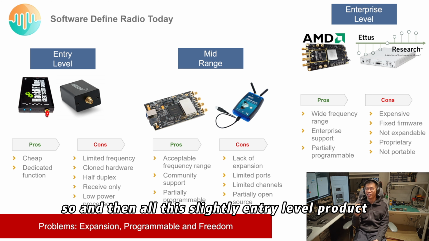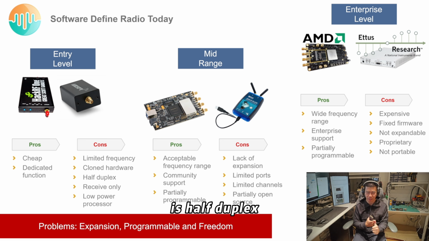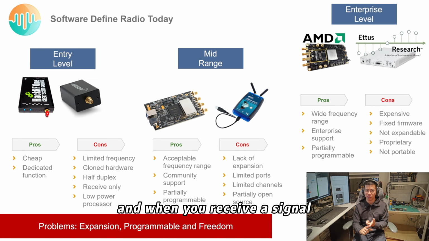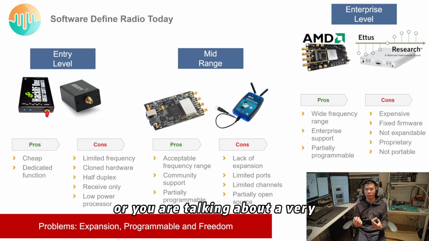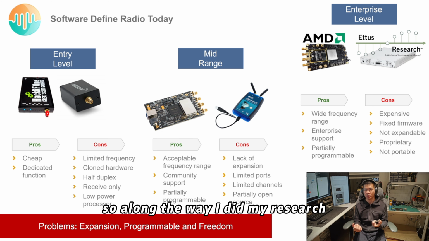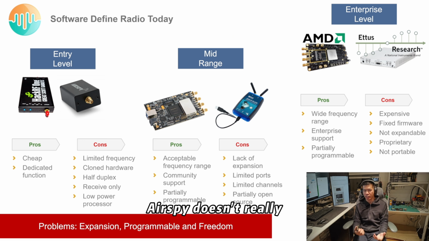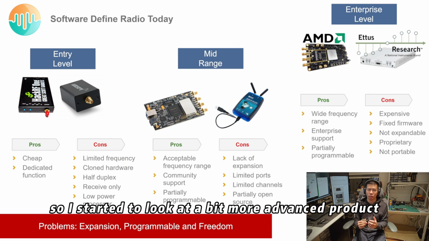All these slightly entry level products have one issue. They are either half duplex. Half duplex simply means when you send a signal, you can't receive, and when you receive a signal, you can't send. Or you are talking about a very low powered processor built into the device. So along the way, I did my research. I feel like things like HackRF and AirSpy don't really fit my requirements. So I started to look at a bit more advanced products.